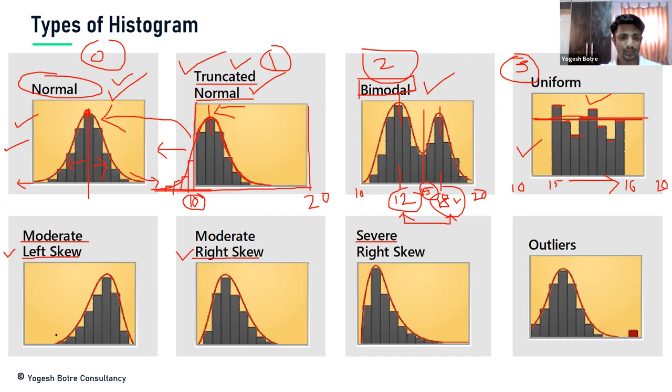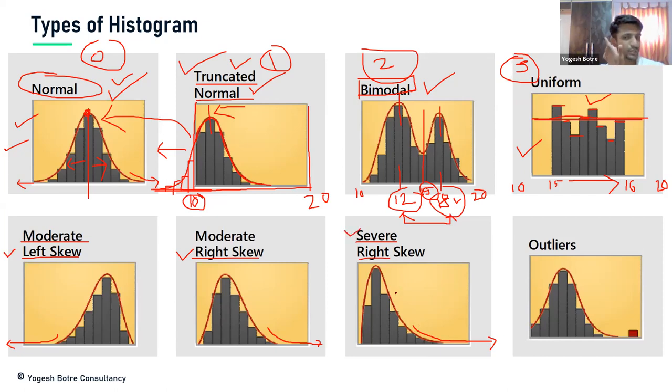And when I say left skewed, it means there are a few data points on the extreme left end. And when I say right skewed, there are a few data points on the extreme right end. Right? So data pulled towards the right side is right skewed. Data pulled towards the left side is left skewed. Okay, that way you can remember it. And if it is pulled too much, that is severely skewed.